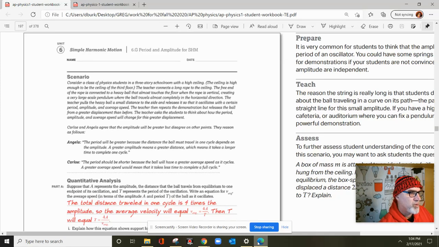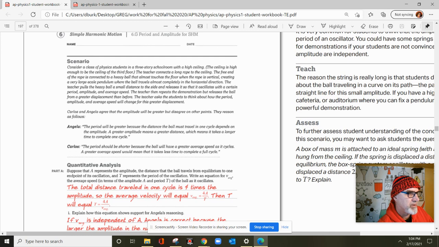Okay, so let's finish it up. Consider a class of physics students in a 3-story schoolroom with a high ceiling. The ceiling is high enough to be the ceiling of the 3rd floor. The teacher connects a long rope to the ceiling. The free end of the rope is connected to a heavy ball that almost touches the floor when the rope is vertical, creating a very large-scale pendulum where the ball travels almost completely in the horizontal direction.